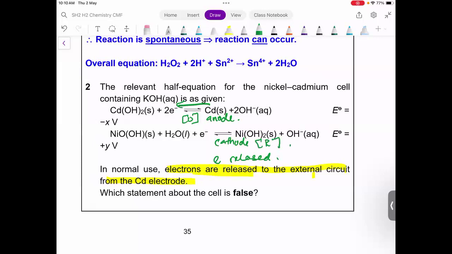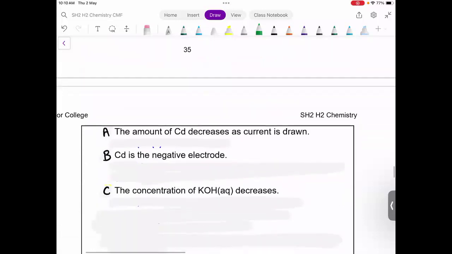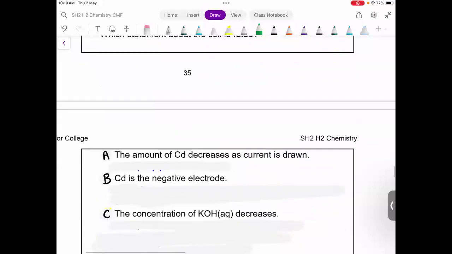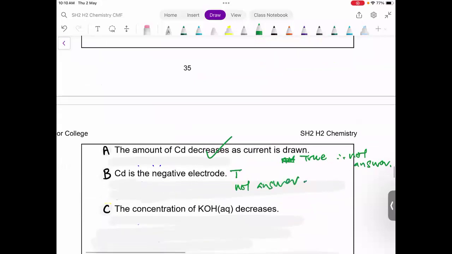If you look at statement number 1, the amount of cadmium decreases as current is drawn. Is that true? You're supposed to choose the statement that is false. Is this a true statement? Yes, this is a true statement, therefore not the answer. Cadmium is a negative electrode. Is that true? Yes, it's true, therefore not the answer. You know that it's negative because it's the one giving out the electrons, therefore the negative electrode.